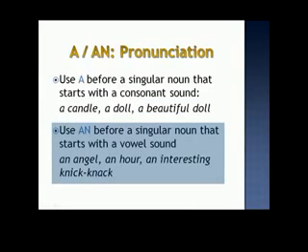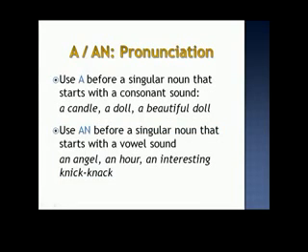Use an before a singular noun that starts with a vowel sound, as in an angel. Now look at the next example, hour. Hour starts with the letter H, but we don't pronounce the letter H. The first letters that we pronounce are O and U. That's a vowel sound. That's why we say an hour, not a hour. An hour is correct. Also, the noun might appear in a noun phrase, as in an interesting knick-knack. Interesting begins with a vowel sound, so we say an. An interesting knick-knack.